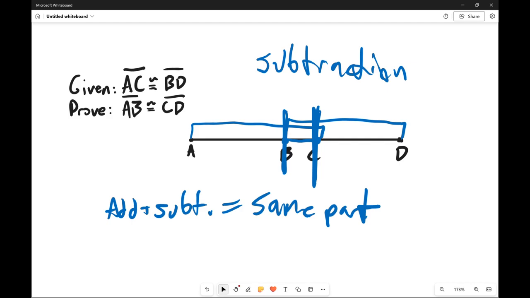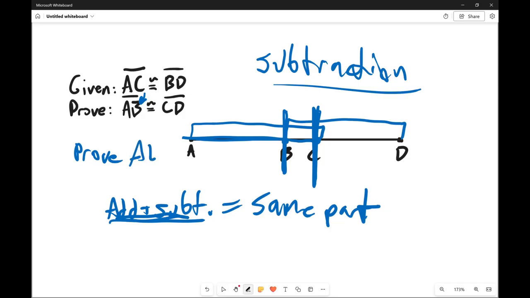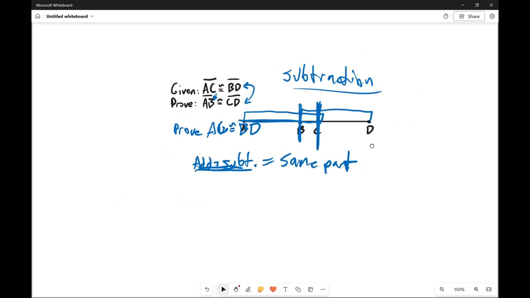And if you're confused between addition and subtraction here, basically, if it's getting smaller, like going from AC to AB, then that's subtraction. If it's getting bigger, like if the proof was the opposite, like prove AC is congruent to BD, basically we switch the given and the proof around, then that would be addition. So hopefully that made sense as well.